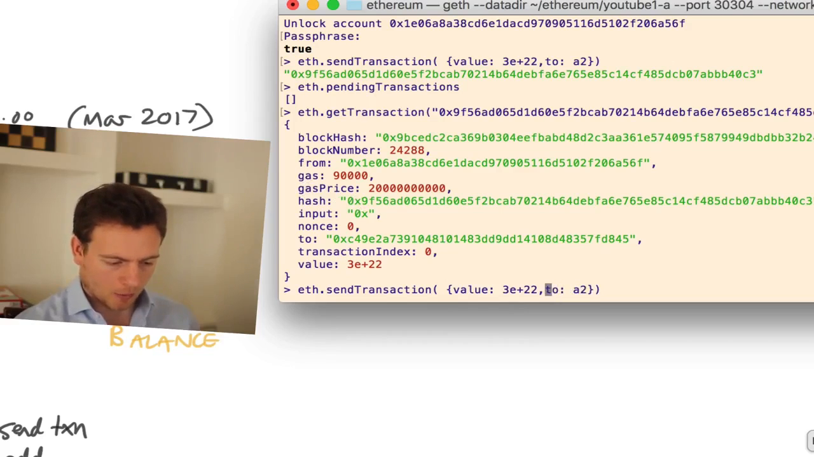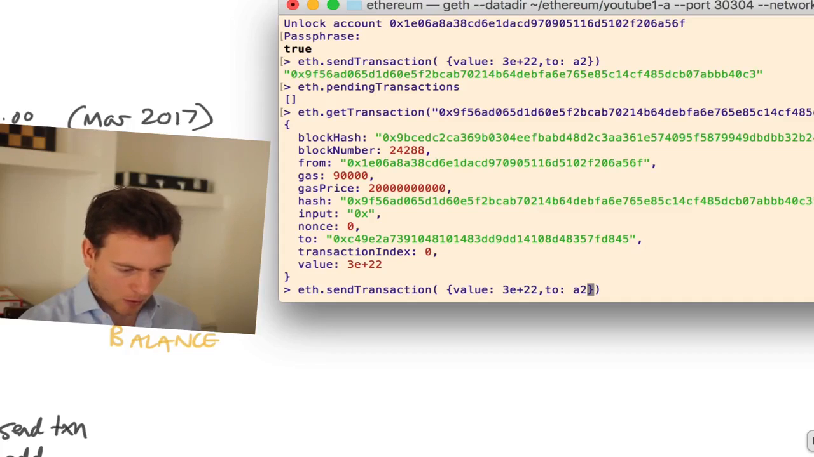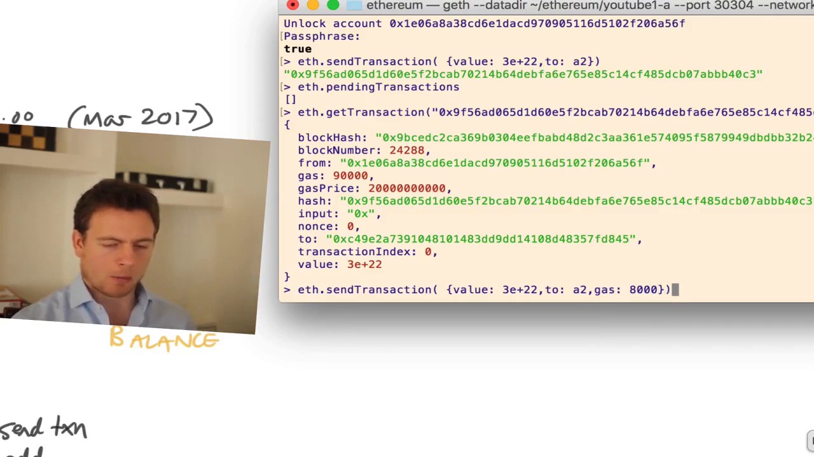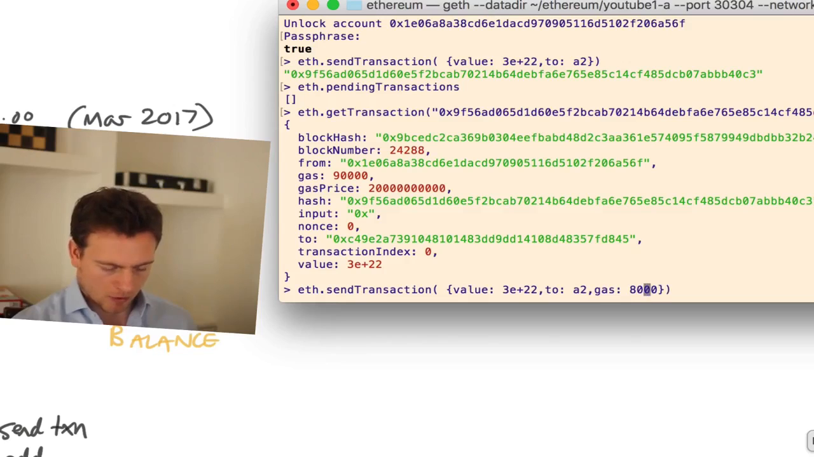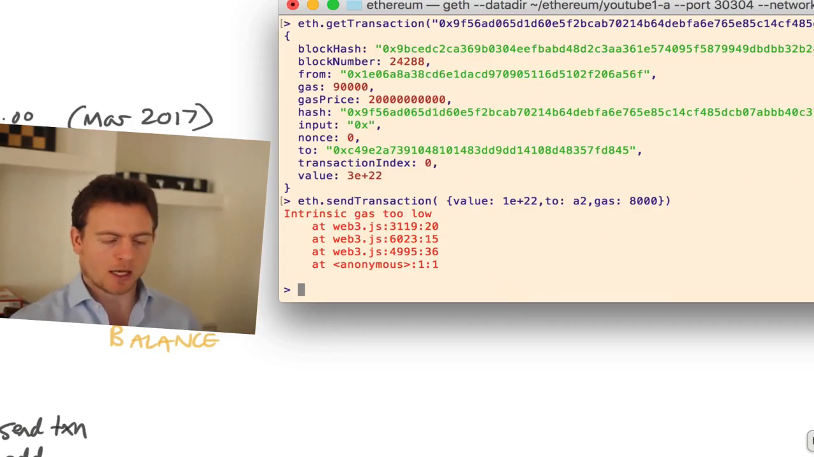So if I do value, and then if I slot in here after 2, I just do comma gas, and then let's say 8,000. So I'm saying I'm only prepared to use 8,000 gas for this. I can do it, and let's transfer this time. Let's just transfer again from account A1 to account A2. We only have 4 times 10 to the 22 left. So I'm going to send another 1 times 10 to the 22, right? This value here. Intrinsic gas is too low.